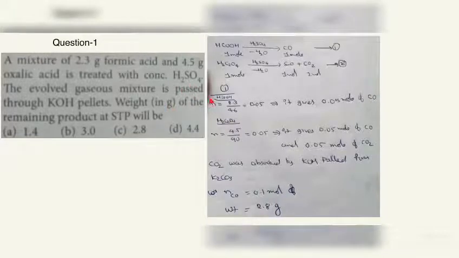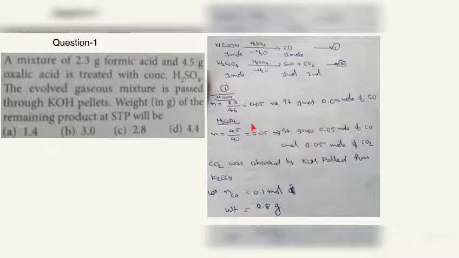Okay, so if you observe, formic acid after elimination of water will give carbon monoxide. It is equation 1 you can take. And H2C2O4 will give carbon monoxide and carbon dioxide.